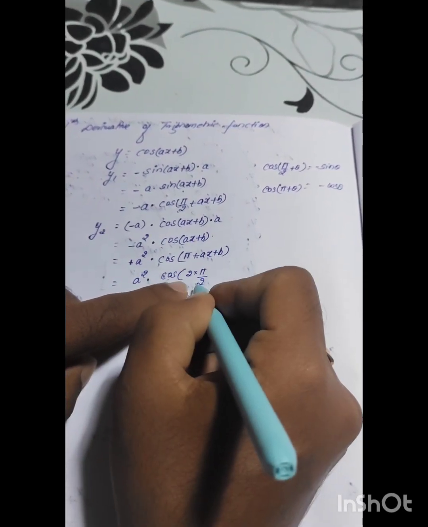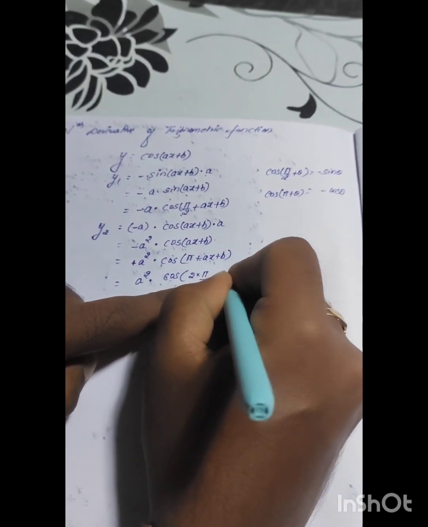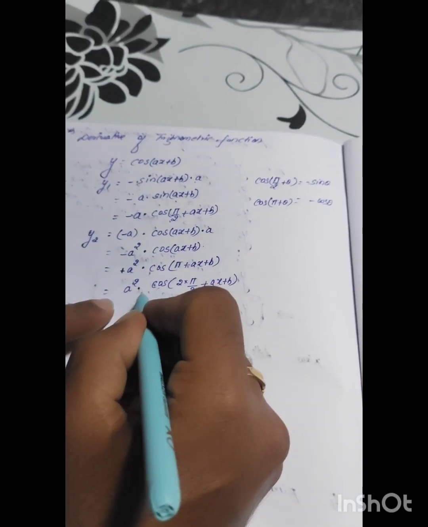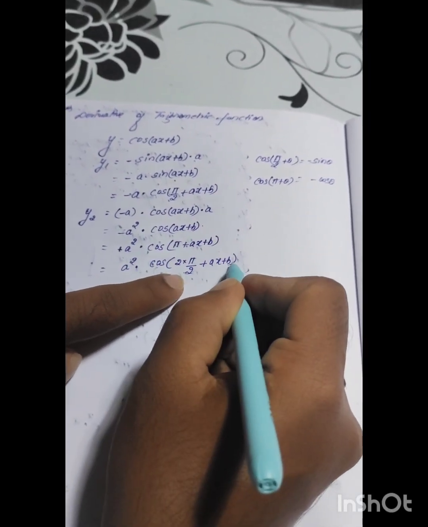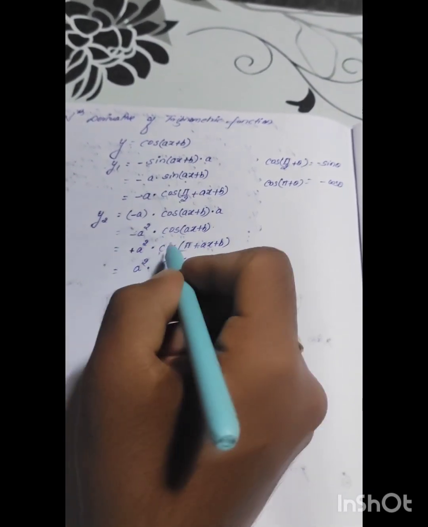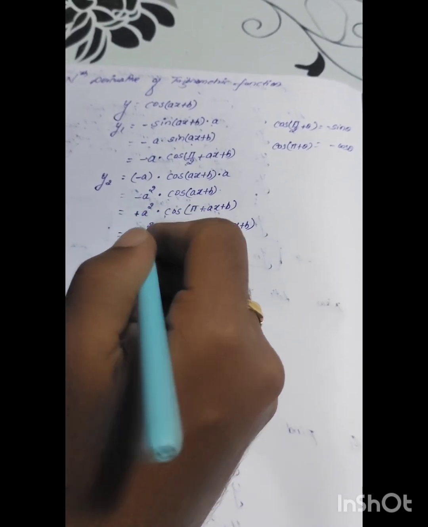So that 2 gets cancelled, so pi will remain there. So 2 into pi by 2 plus ax plus b. So y2 will be a square into cos of 2 into pi by 2 plus ax plus b. Okay, so let's differentiate this function, minus a square cos of ax plus b, with respect to x again.